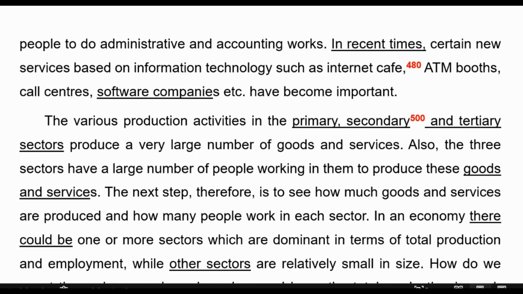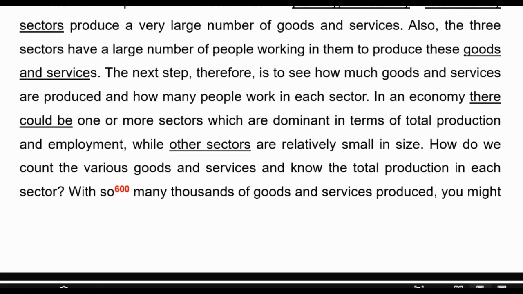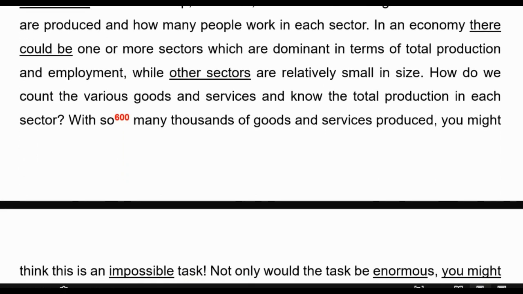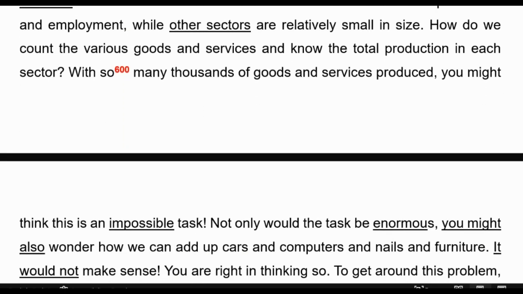In an economy, there could be one or more sectors which are dominant in terms of total production and employment, while other sectors are relatively small in size. How do we count the various goods and services and know the total production in each sector? With so many thousands of goods and services produced, you might think this is an impossible task. Not only would the task be enormous, you might also wonder how we can add up cars and computers and nails and furniture. It would not make sense. You are right in thinking so.